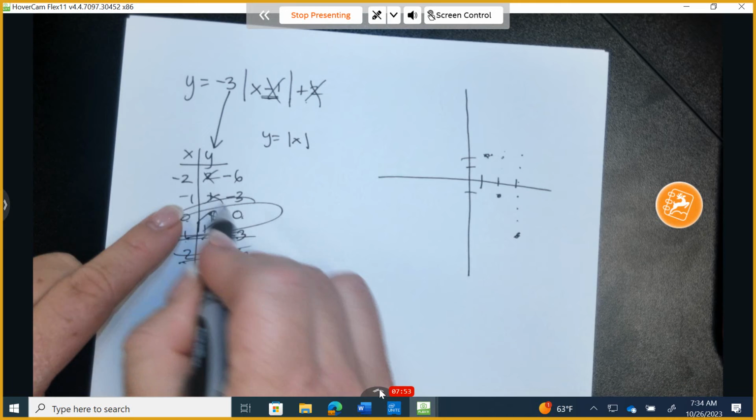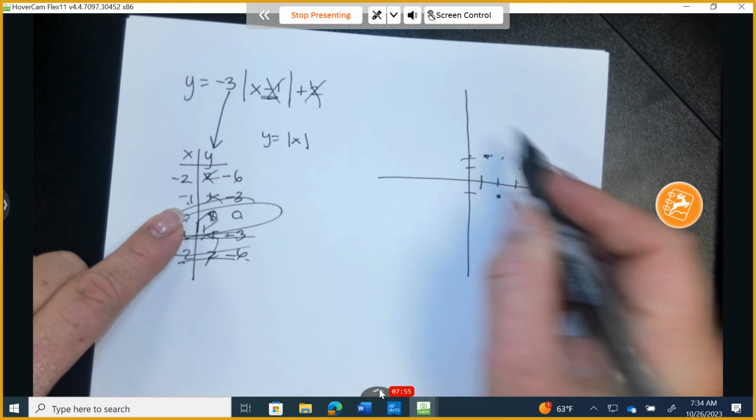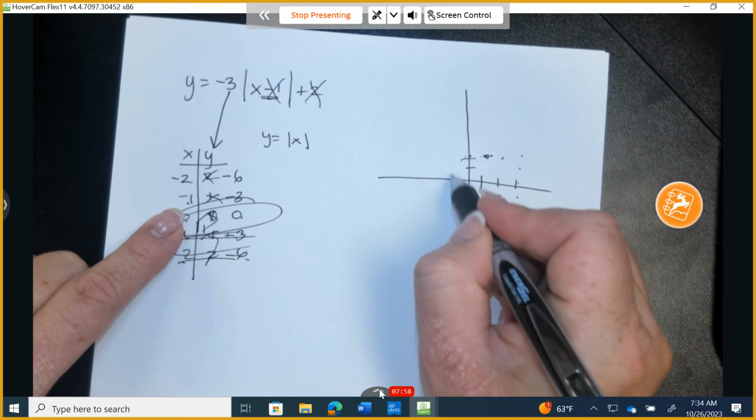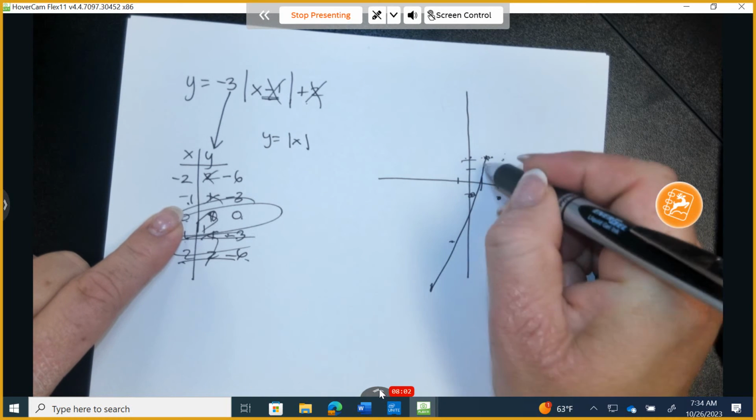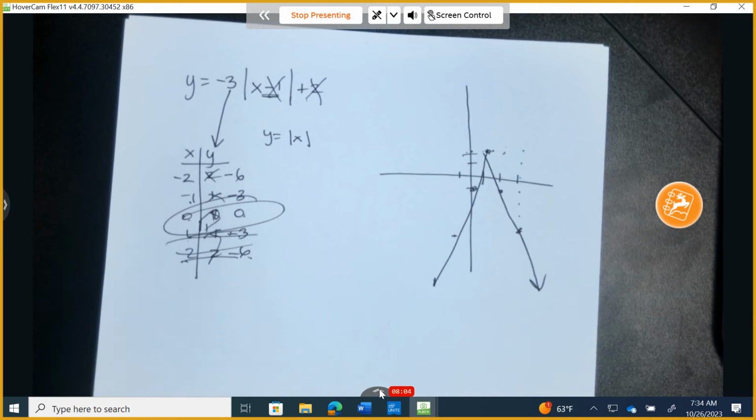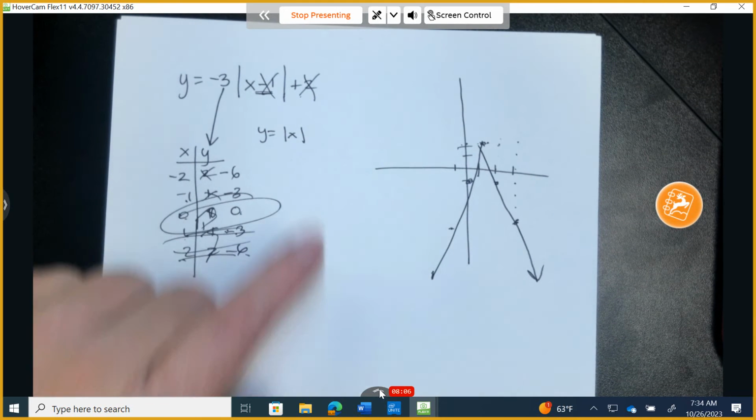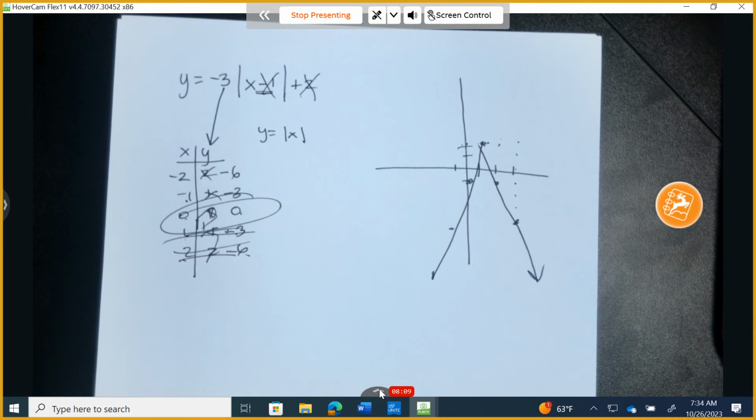I'm going to do the same thing the opposite way. 1 to the left and 3 down. 2 to the left and 6 down. And this creates this absolute value shape that's been translated, right?